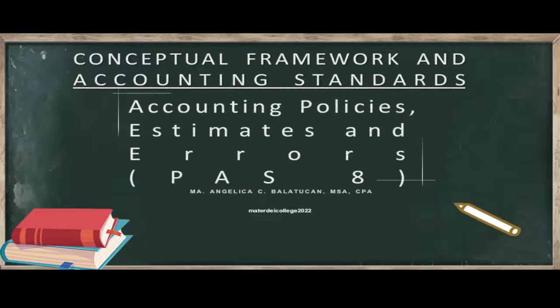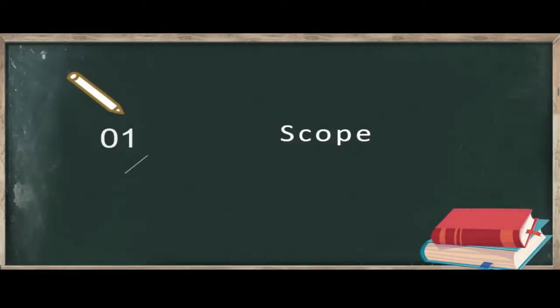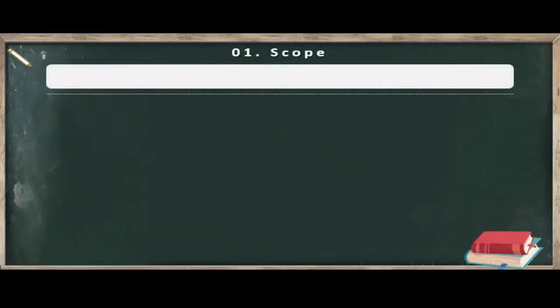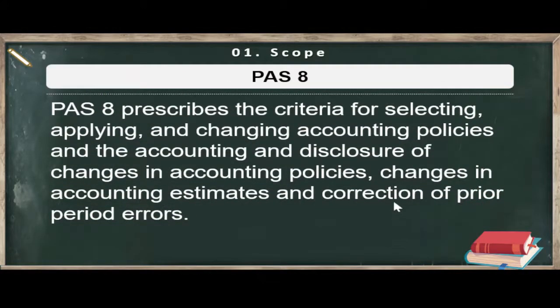For today, our lesson is all about accounting policies, estimates, and errors. So what is the scope of PAS 8? PAS 8 prescribes the criteria for selecting, applying, and changing accounting policies, and the accounting and disclosure of changes in accounting policies, changes in accounting estimates, and correction of prior period errors.